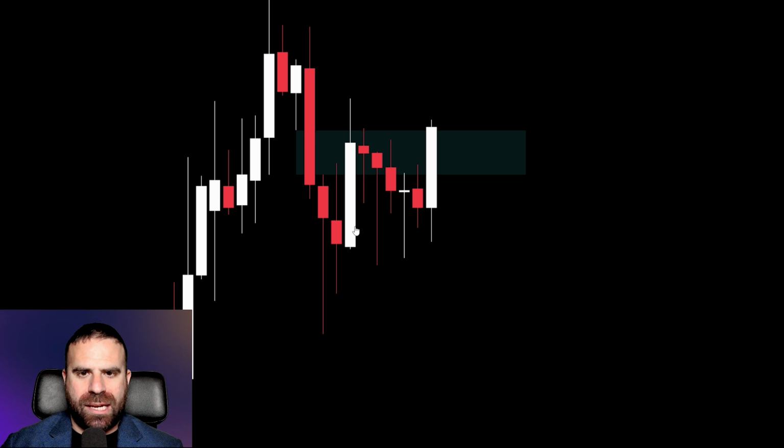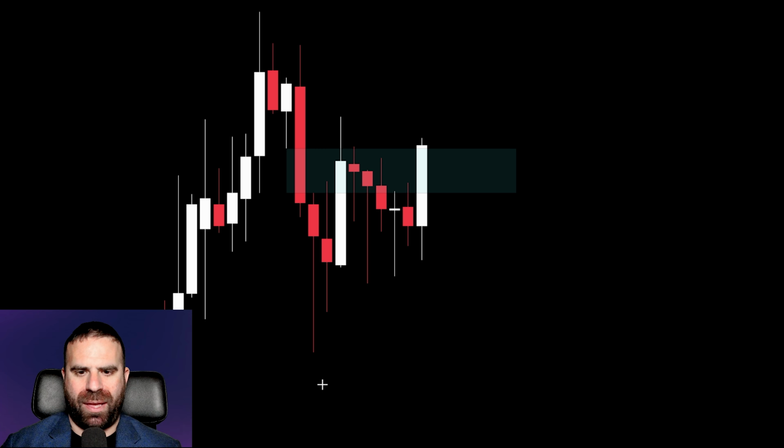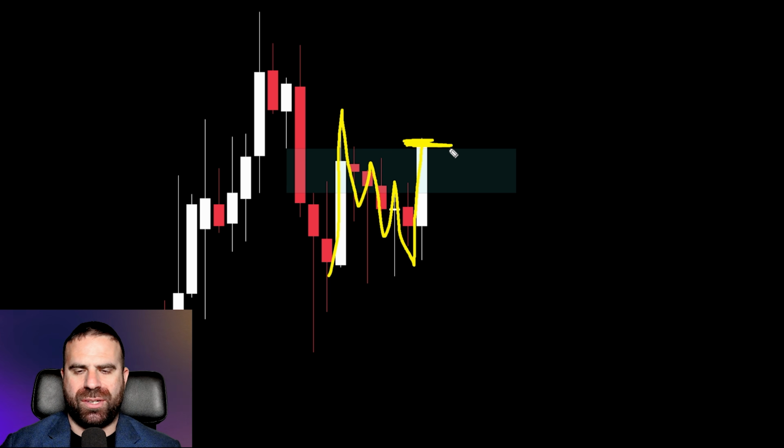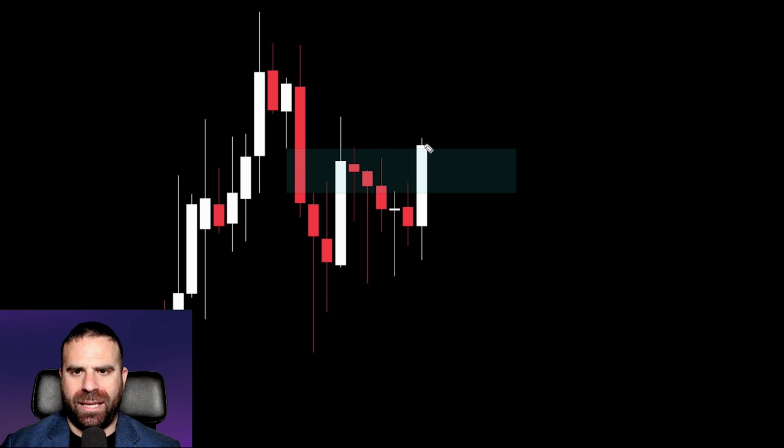You want to see the breach of this fair value gap almost instantly. What do I mean by that? You don't want to first see some form of reaction and then the break with the body and then enter here. You want to see that almost instantly. So in this occasion right here, you will not be doing anything.